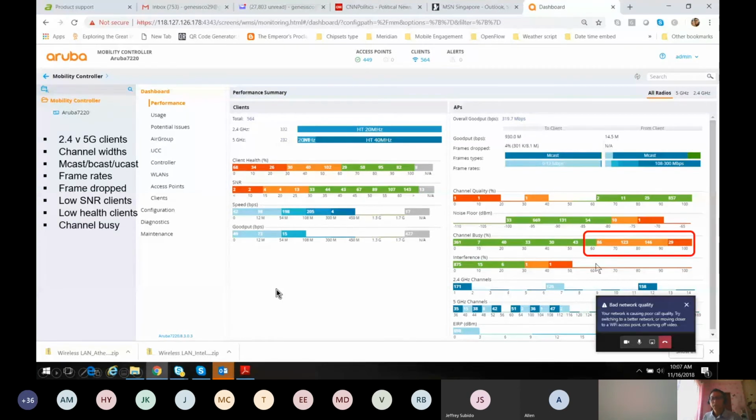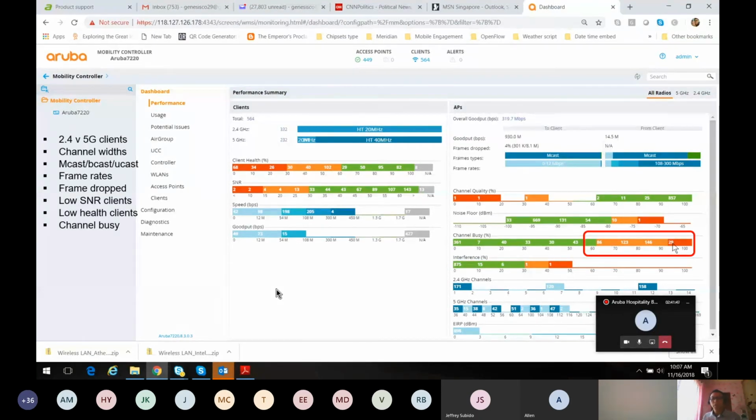So channel utilization on this side here is the list of APs that are experiencing high channel utilization. And this is where you want to narrow down to see which channels these APs are operating on, and what is causing high channel utilization. Is it because of the number of users? Is it because of the environment, where there is other Wi-Fi transmitting on the same overlapping channels?